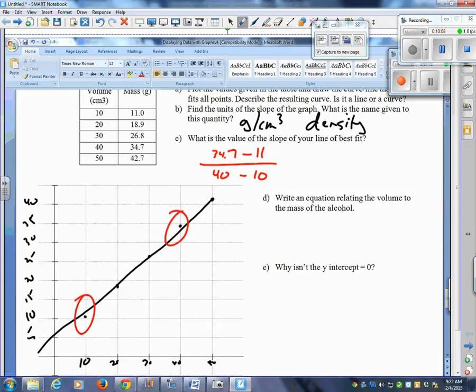Okay, so now it's just a matter of doing the subtraction and the actual math. If you don't know where those points come from, please ask. I get 23.7, and it's going to be over 30, and you get a slope of about 0.79 grams per cubic centimeter.